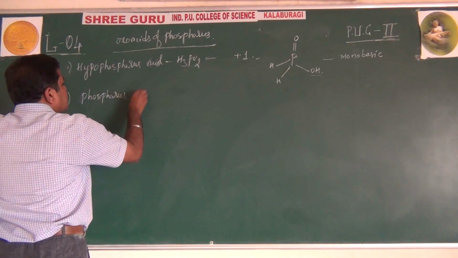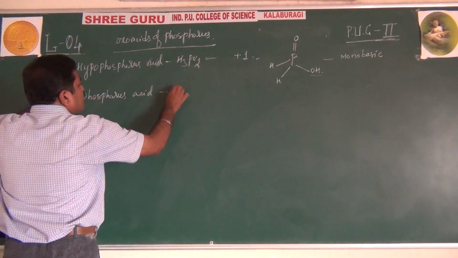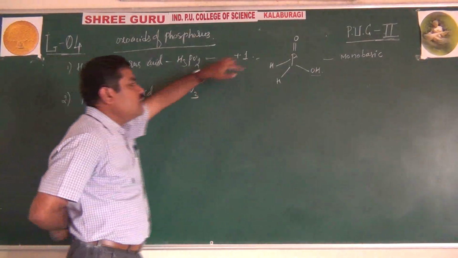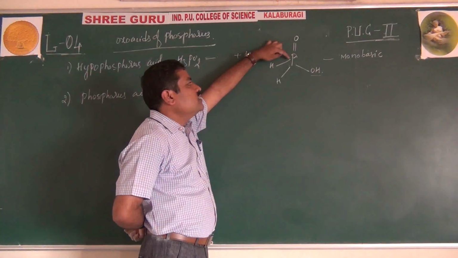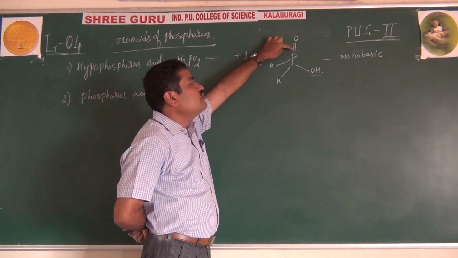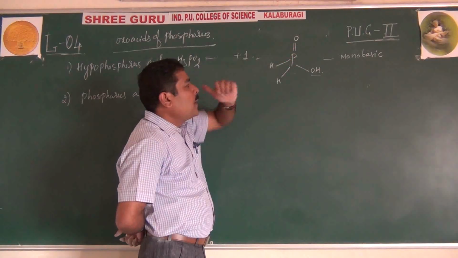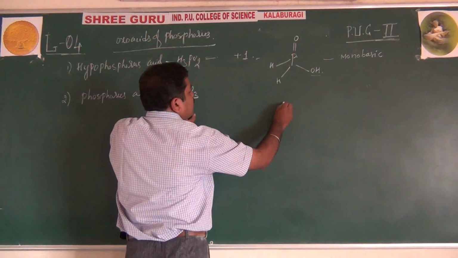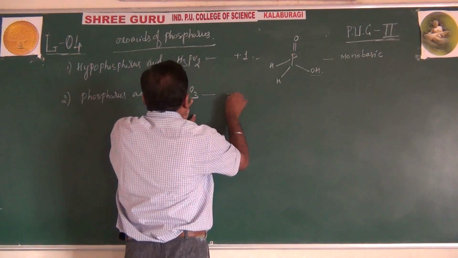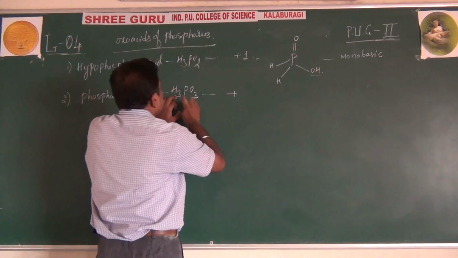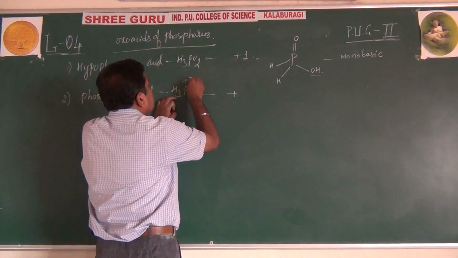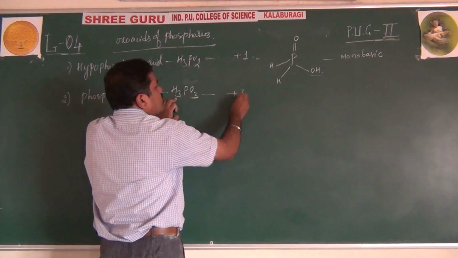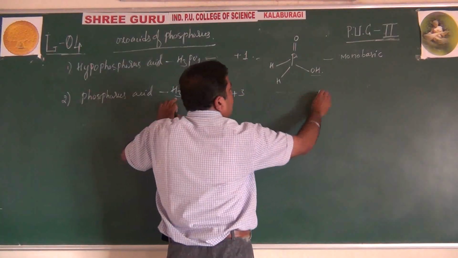Phosphorus acid, H3PO3, has one oxygen atom in there. You have to write this according to the Lewis dot formula: 1, 2, 3, 4, 5 bonds. Then the number of oxygen atoms increases. Very simple, we will write here. Oxidation state here generally +3. Okay, +3.